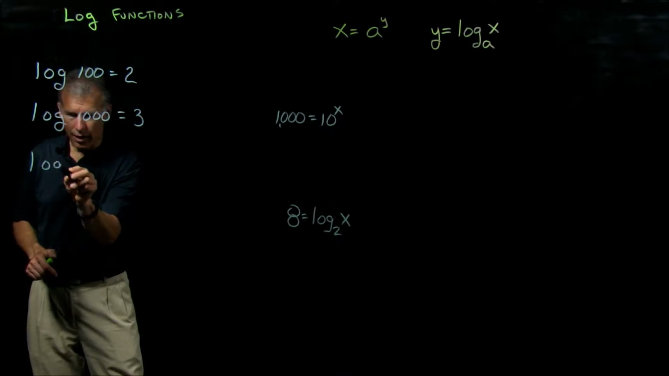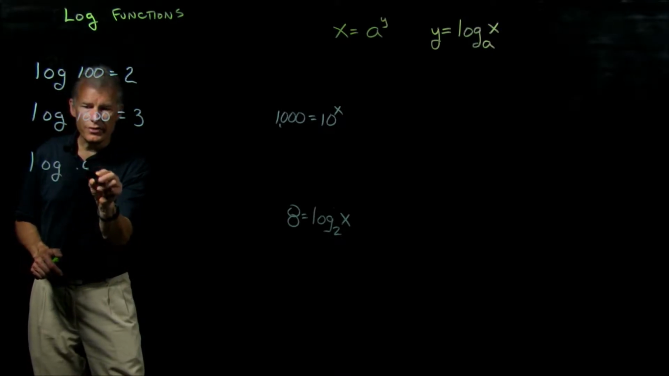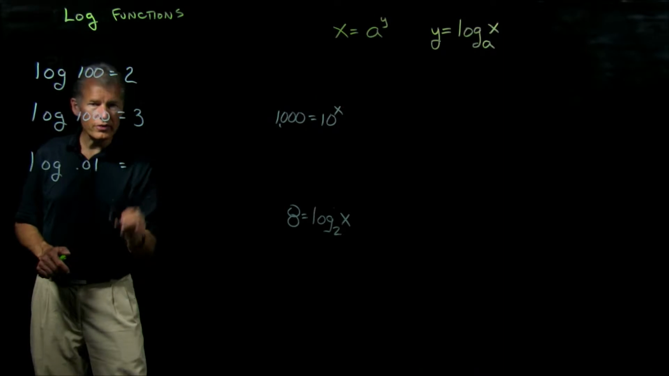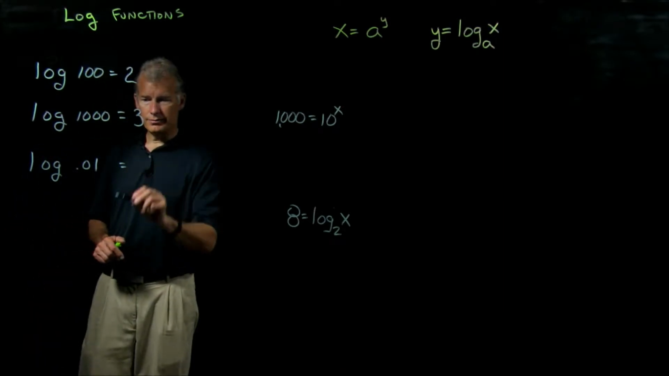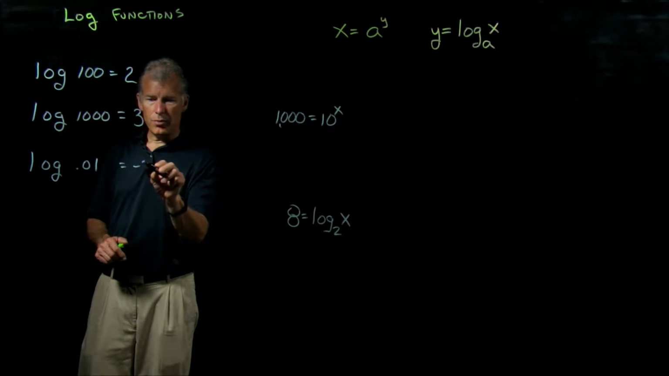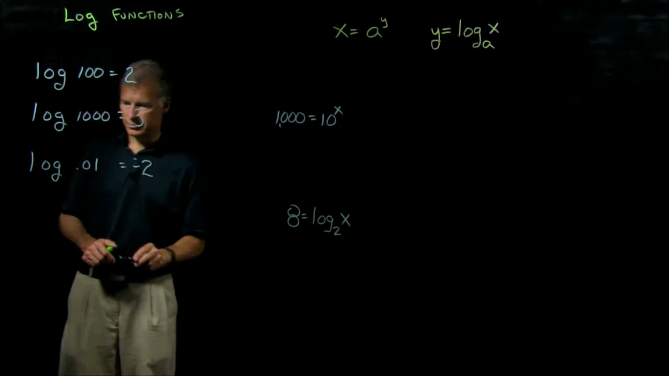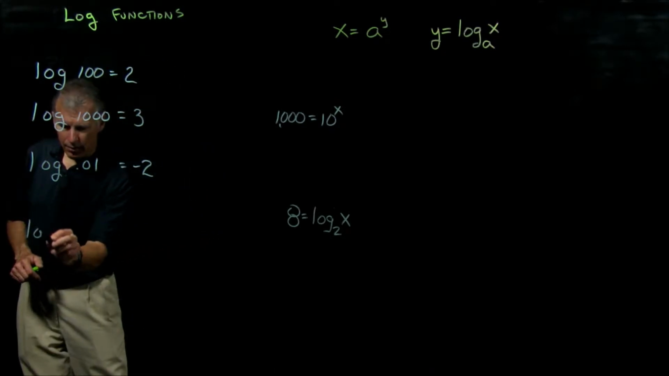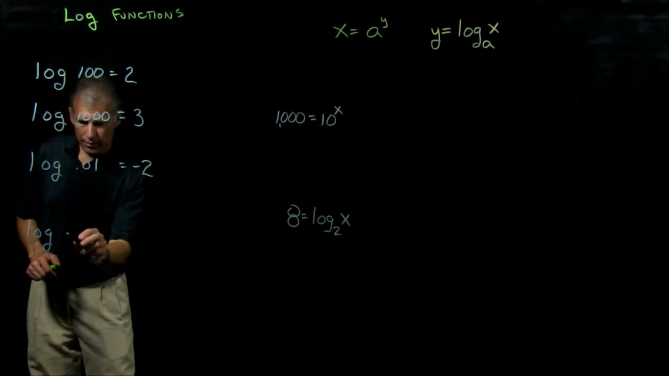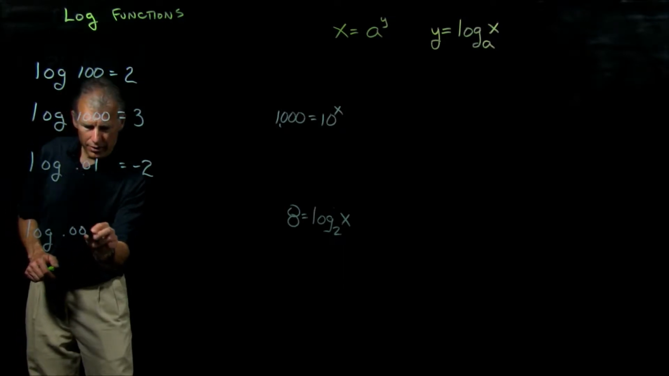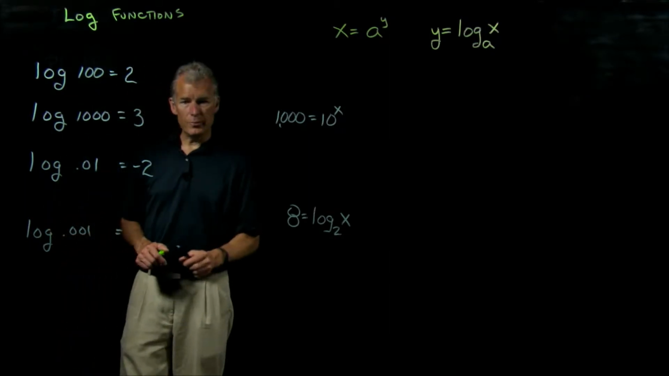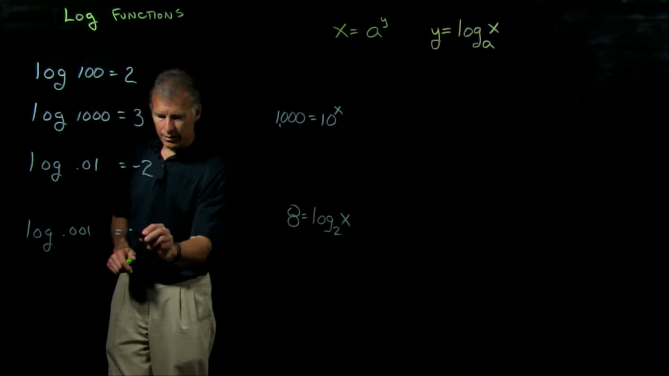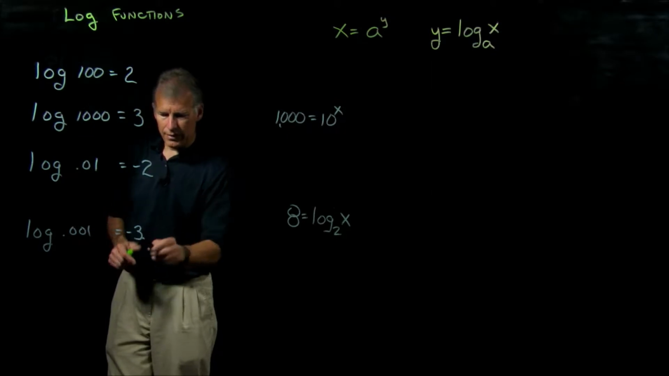How about this? Log of 0.01 equals. Give you a moment to try that in your calculator. And I hope you get -2. And log of 0.001 equals, and if you're putting that into your calculator, hopefully you get a -3.